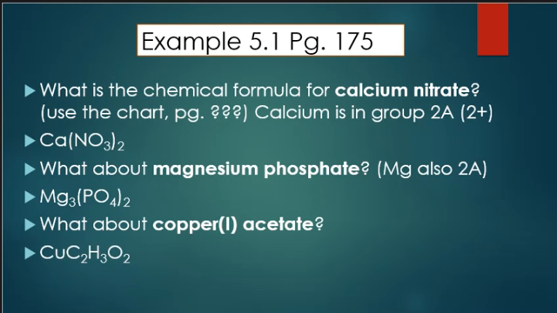Remember those little numbers down there? We didn't have to figure those out. They were already on the chart. That's our polyatomic ion. Is it making sense?